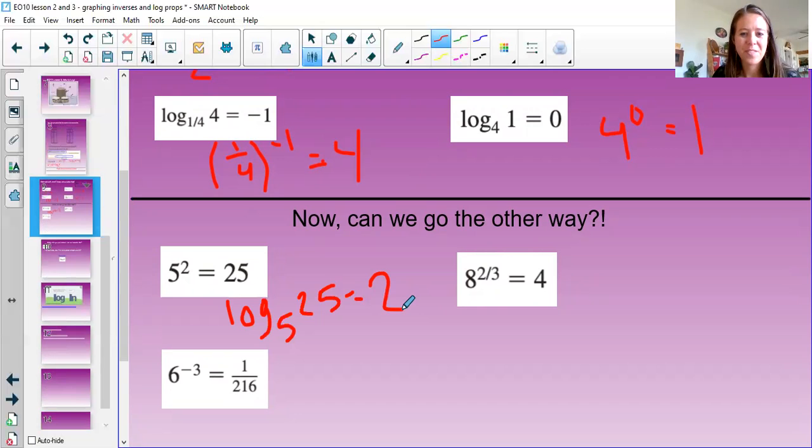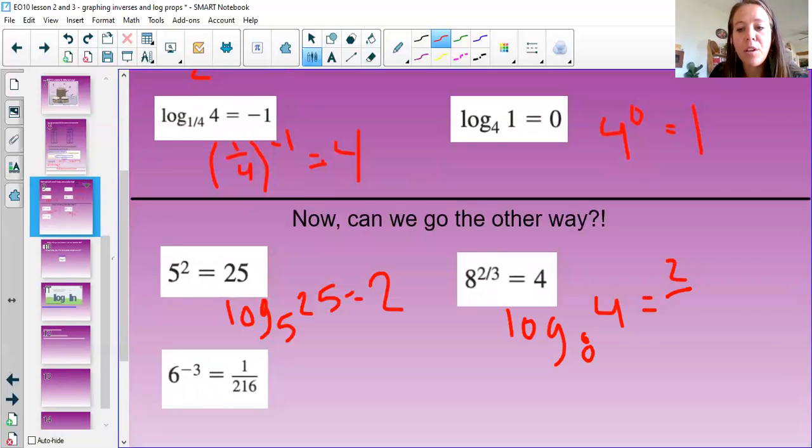Okay, you following? Hopefully. Let's do another one. 8 to the 2/3 power equals 4. So my base is 8, my exponent is 2/3. So log base 8, okay? And you can put parentheses if you want to, you don't need to. Log base 8 of 4 is equal to 2/3.